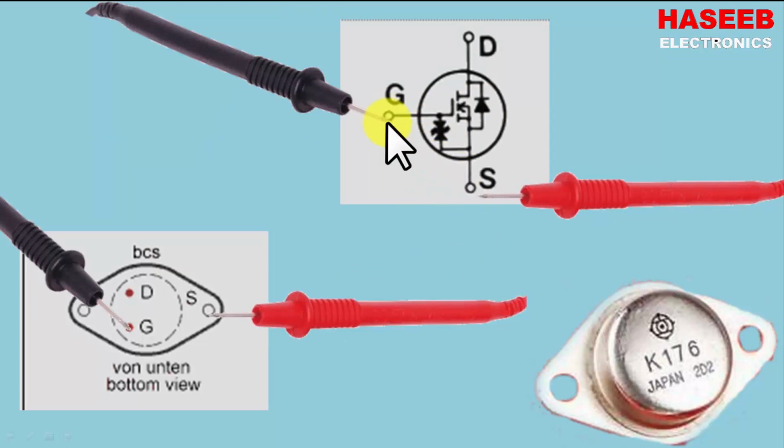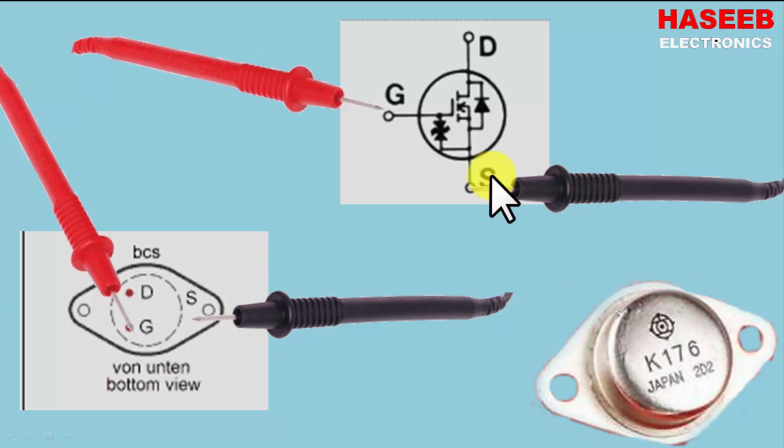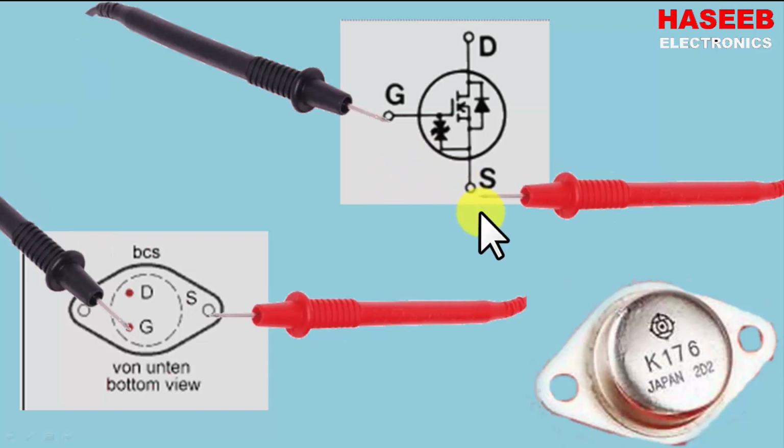Now we are checking this source to gate TVS diode. It should not give any continuity from source to gate. If it is giving some continuity, that means either this diode is shorted or the gate to source junction has been destroyed. Where is gate? Gate is this pin. Source is the body. We have to reverse the leads. In this condition it should be open. Gate to source, in both conditions it should be open. If it gives continuity or some forward voltage, that means either the junction or this TVS diode is destroyed.